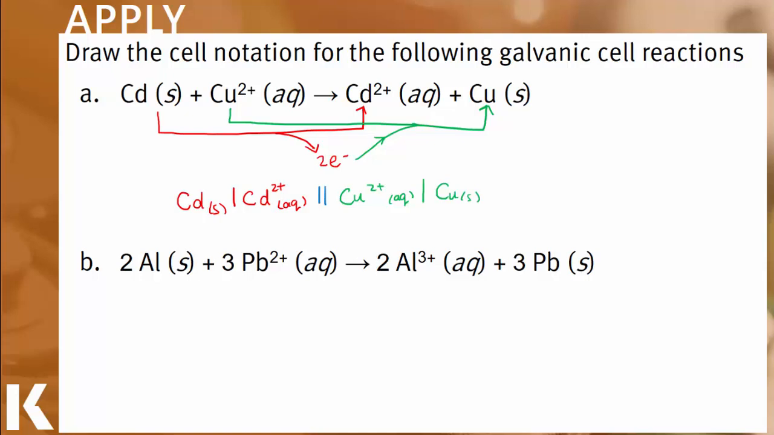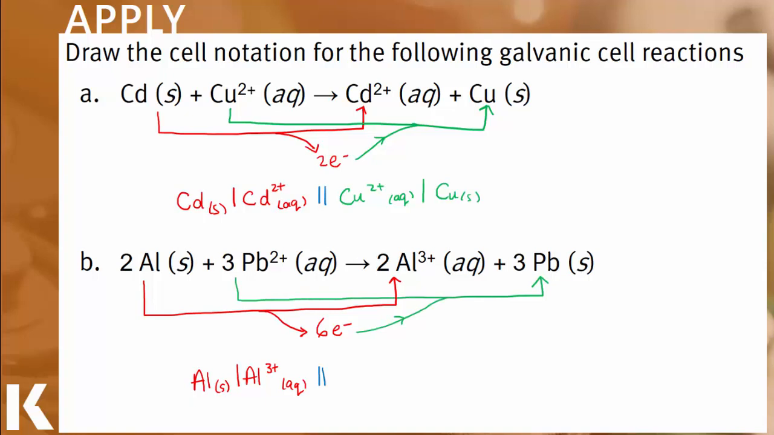In B, aluminum and lead are reacting together. Aluminum is losing electrons to form aluminum ion, so solid aluminum will be written first, then aluminum ion. Double lines separate out the two half reactions and denote the salt bridge. Loss of electrons means that aluminum is acting as the anode. Lead ion is gaining those electrons to form solid lead, so lead ion will be written next, separated by a solid line, then solid lead. Since lead is gaining electrons, it is acting as the cathode.